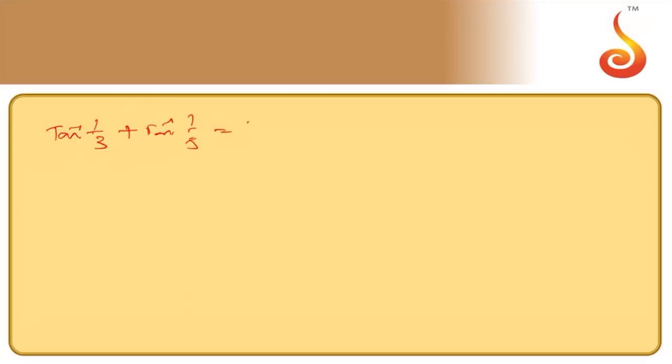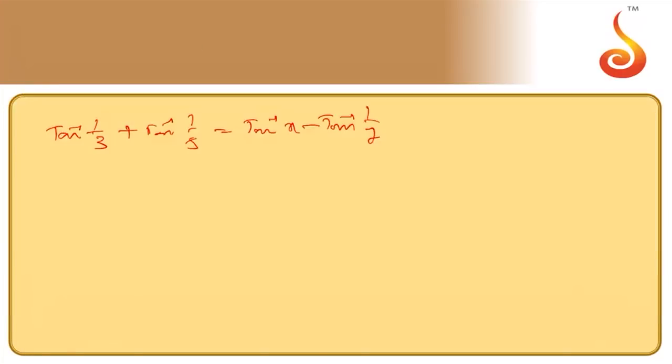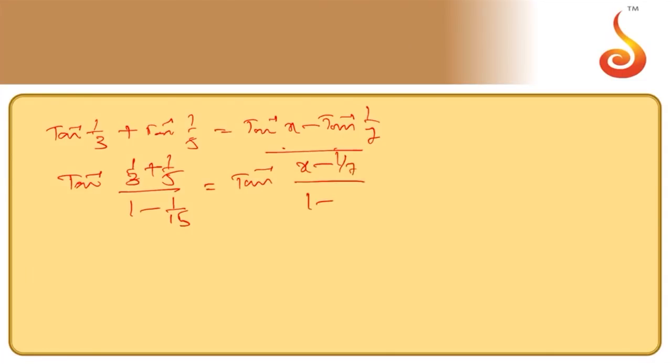It is tan inverse of 1 by 3 plus tan inverse of 1 by 5 can be taken as tan inverse x minus tan inverse of 1 by 7. So I am taking this number to the right side, so that will become tan inverse x minus tan inverse 1 by 7. Now apply the formula: tan inverse x plus tan inverse y, tan inverse x minus tan inverse y. It is tan inverse of (x plus y) divided by (1 minus xy), equal to tan inverse of (x minus 1 by 7) divided by (1 minus x by 7). So eliminating tan inverse and simplifying, that gives you 8 divided by 14, and that is equal to (7x minus 1) divided by (7 minus x).